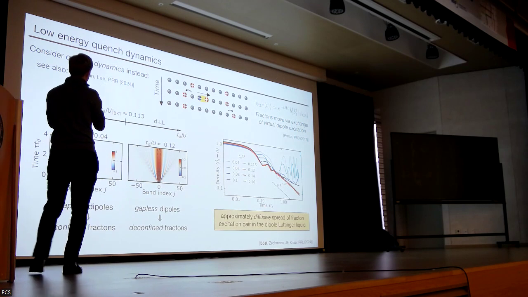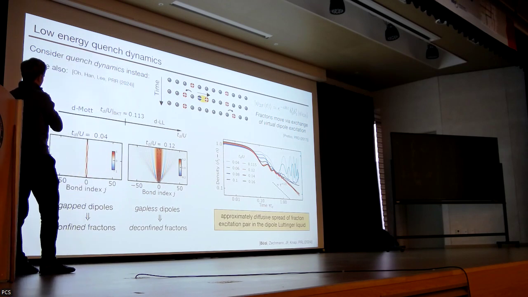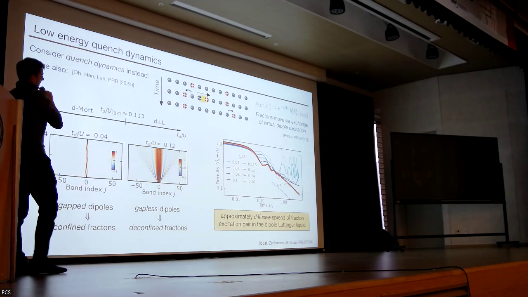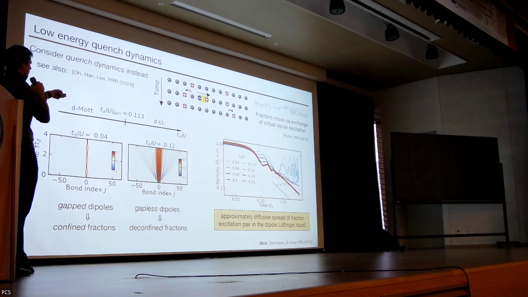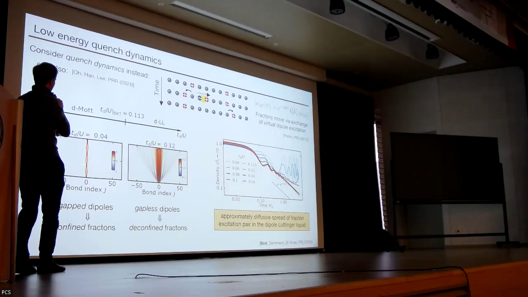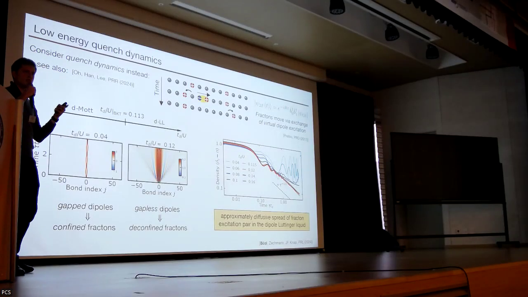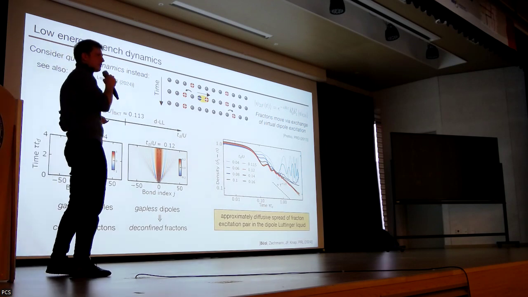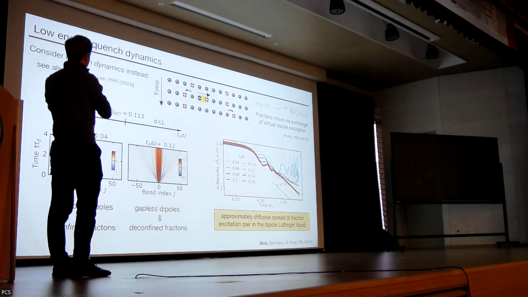And this is indeed what we see. So if we are in this Mott insulating phase where the dipoles are gapped and we start with such an initial state, where the two fractons sit directly next to each other, then we see they only go through a little bit of back and forth oscillation, but otherwise they essentially remain in place.